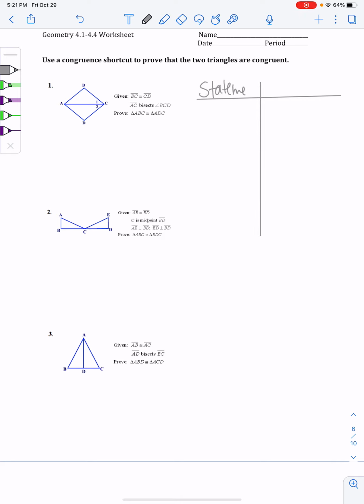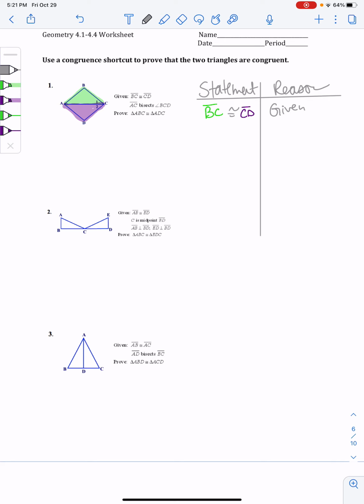So we have our statement and our reason. And we're just going to start with this one. So they gave us that BC was the same as CD. So I'll color coordinate these. BC will be this green triangle, and then we'll go purple for the one that has C and D in it. So that was a given.